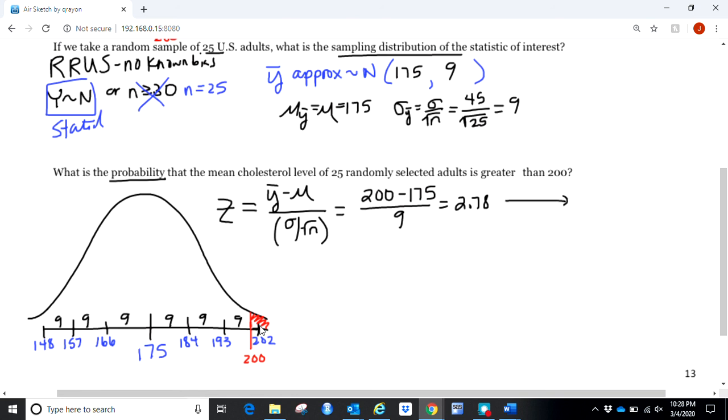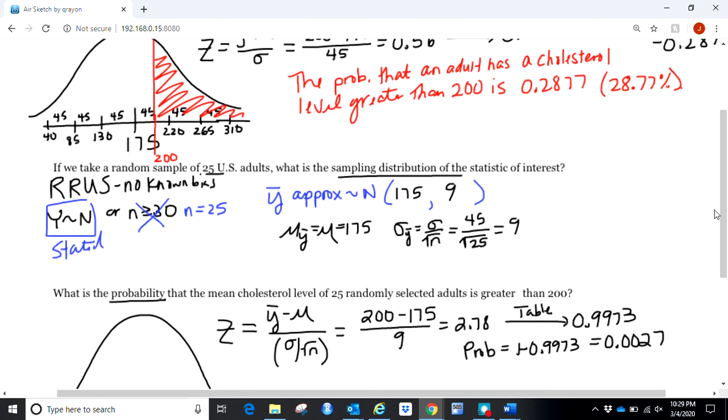We're going to go to the table in the same way that we have before. This time we'll find 0.9973. Again, that tells me what's to the left of that number, but I want what's to the right of that number. So we use our 1 minus rule as before, giving me a probability of 0.0027. So as you can see, comparing our answer here in this part to the one we had above, we have a very different answer for our probability.